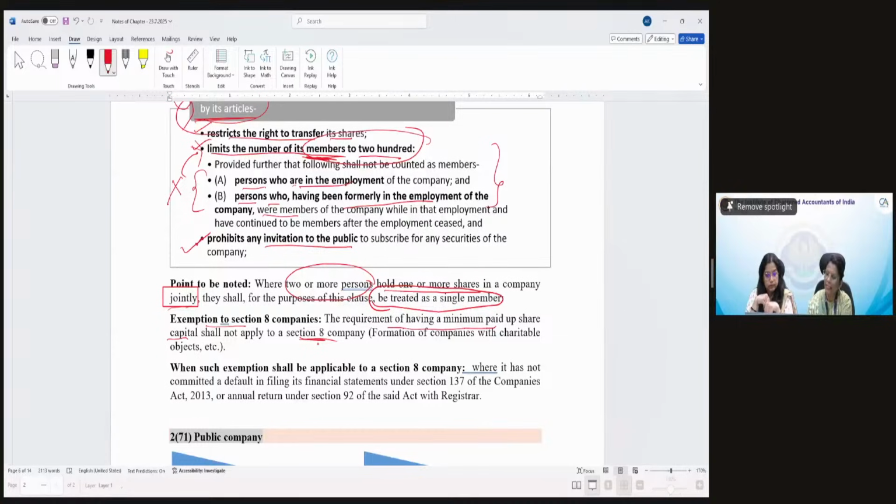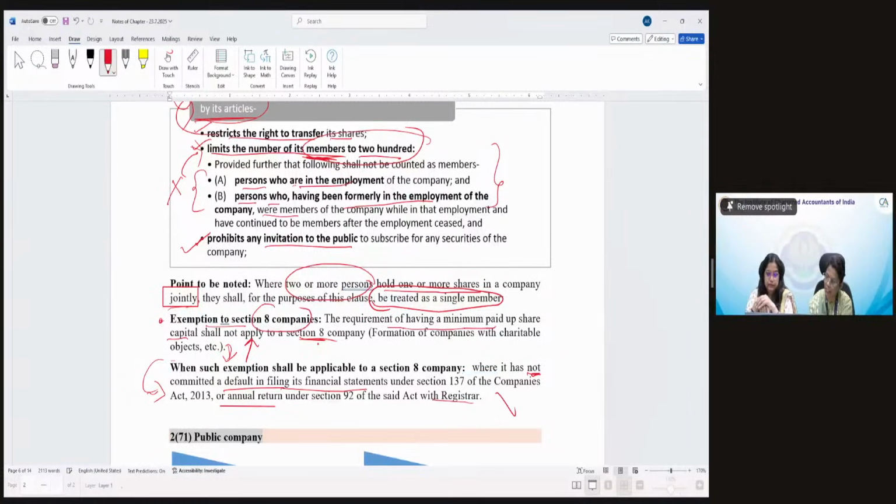And there is one more thing about when this exemption shall be applicable to Section 8 companies. It specifies that it will be applicable only when no default has been committed. Read the line: where there is no default in filing its financial statement or annual return with the registrar, then this exemption will be given to Section 8 companies.